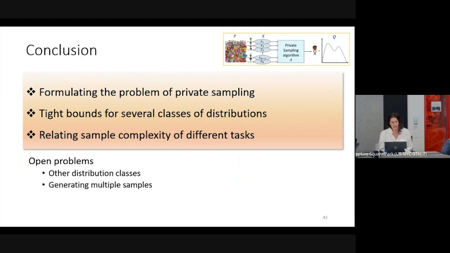And there's lots of open problems in this area. So the follow-up work that came out this summer answered some of our questions about Gaussian distributions and sampling from those, but there are still others to consider. And also this question of how to generate multiple samples, not just a constant number, but more than that. How do you do that without affecting accuracy or privacy too much?